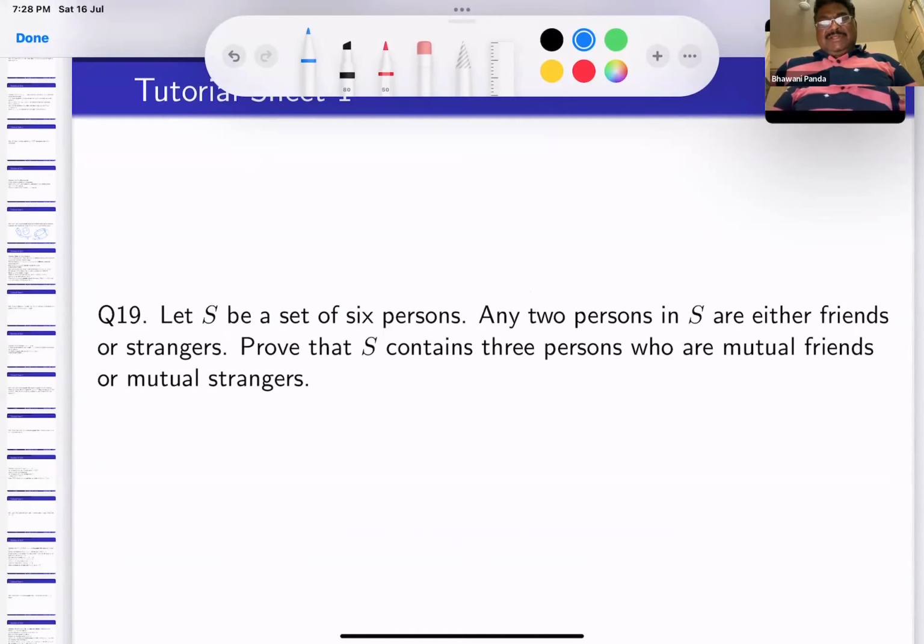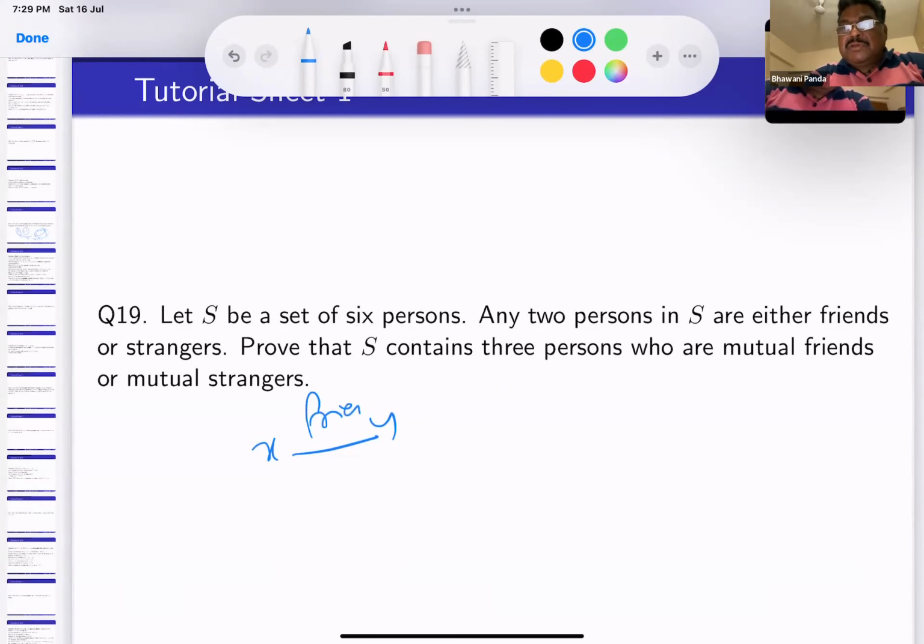So let us see this thing. You can construct a graph, right? Then in G, whenever X and Y are friends there is an edge, and when they are strangers, then there is no edge. So this edge is missing when they are strangers. So only friends will have an edge. So this is the friend graph, and this G complement will be the stranger graph.